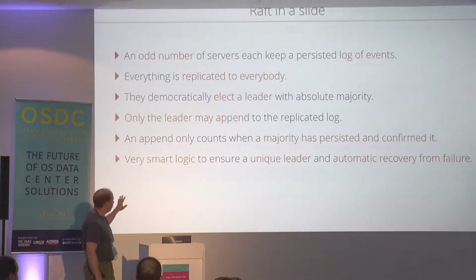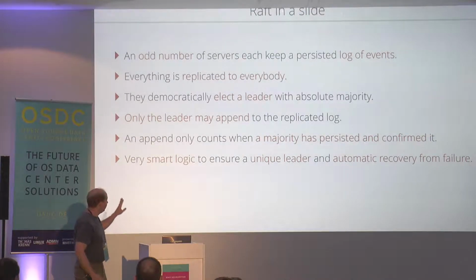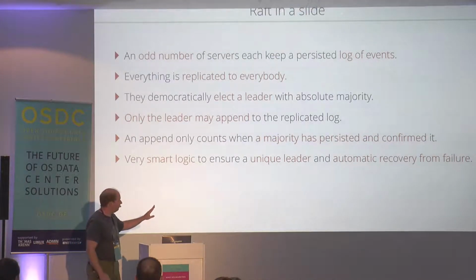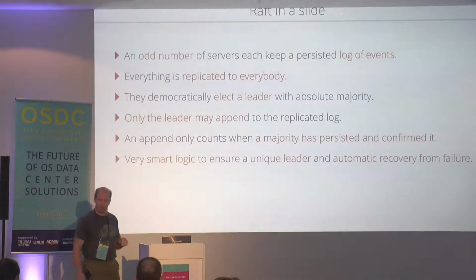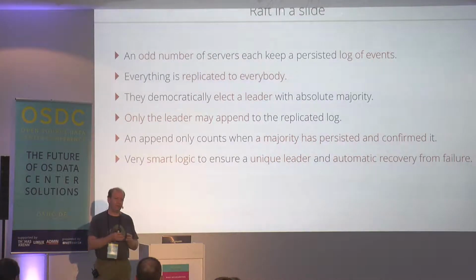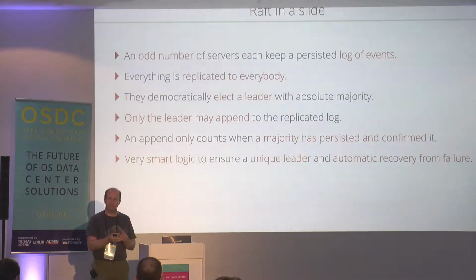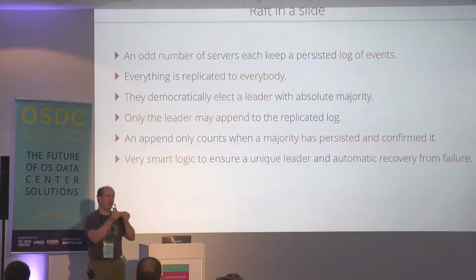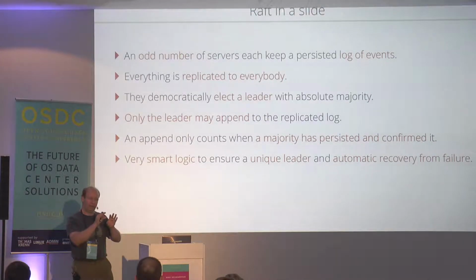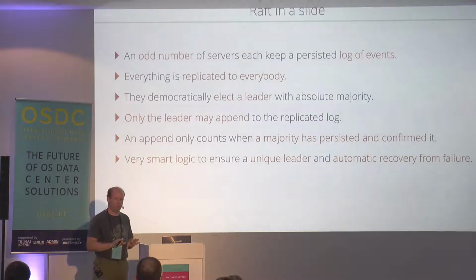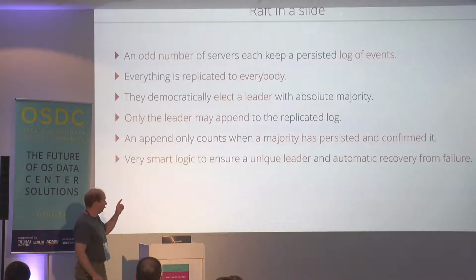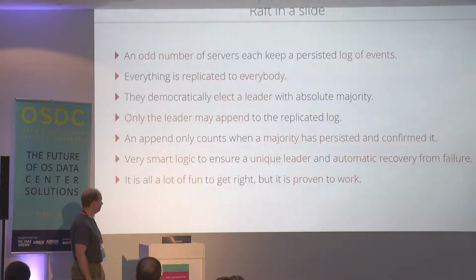Now, there's very smart logic, which I cannot explain in one slide, to ensure that there's a unique leader and that the thing recovers. For example, there are terms. So a leader is always elected for a term. And whenever somebody thinks, oh, there hasn't been anything from the leader for a long time, then they can have a new election, but only for a higher term. It's in one sense quite straightforward. On the other hand, it's extremely clever, such that the proof actually works.